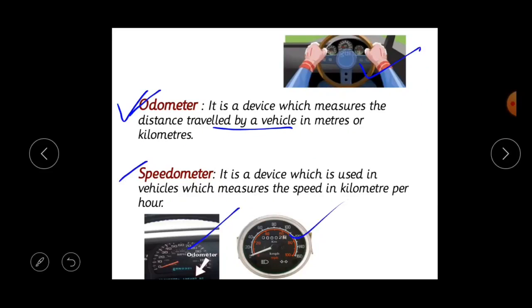Speedometer is a device used in vehicles which measures the speed in kilometer per hour. At what speed you are running your vehicle, it shows that speed. Understood the difference between odometer and speedometer? The odometer shows the total distance traveled by your vehicle, whereas the speedometer shows at what speed you are running your vehicle, in kilometers per hour. Here you can see kilometer per hour.